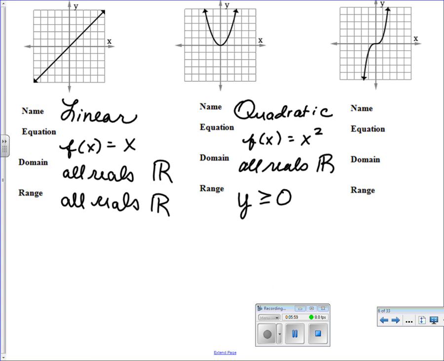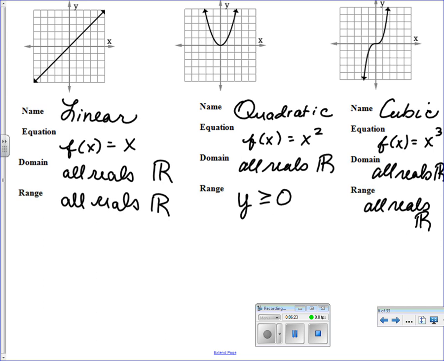So that's going to be my range. The next one, that's your cubic. The equation would be f of x is equal to x cubed. Domain, there isn't any number that's bad in a cubic. It's all reals. And the range is also all reals because you have negative numbers and positive numbers, so you are okay. So far that's our 3 parent functions. We have to learn the parent functions before we can learn how to do the transformations.